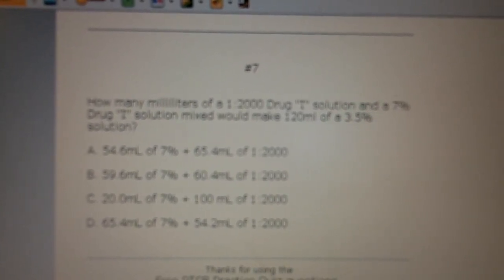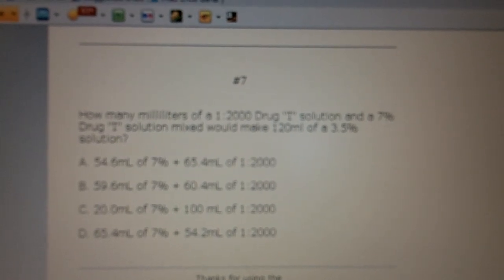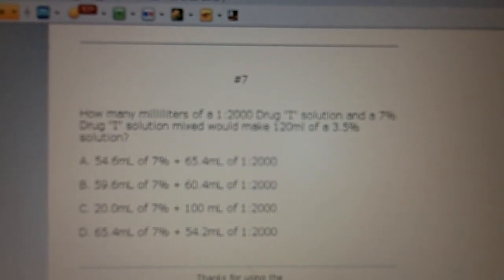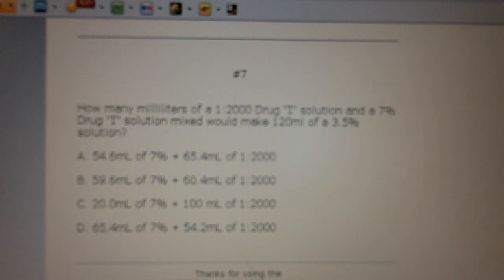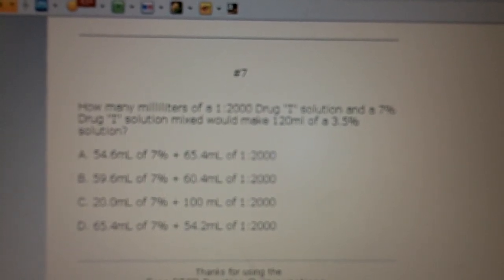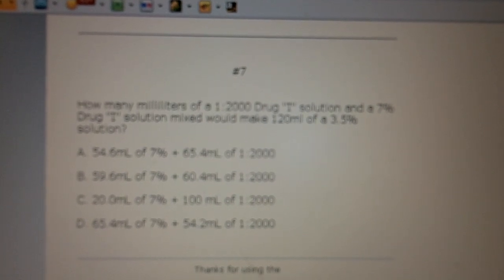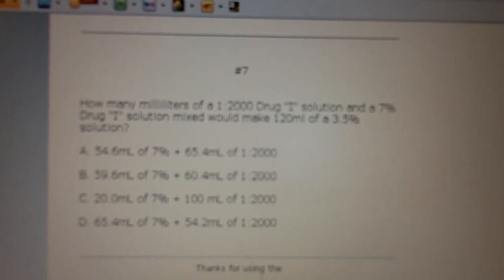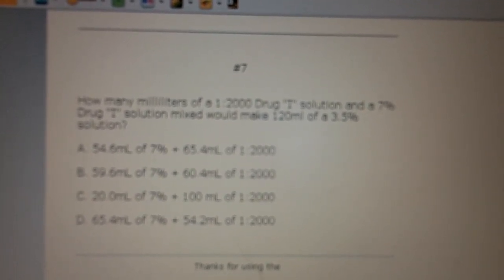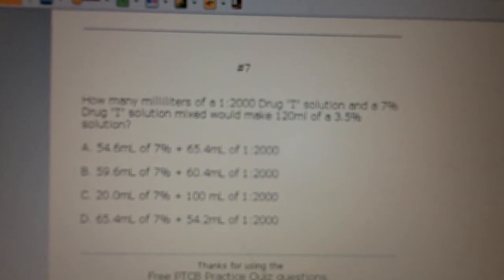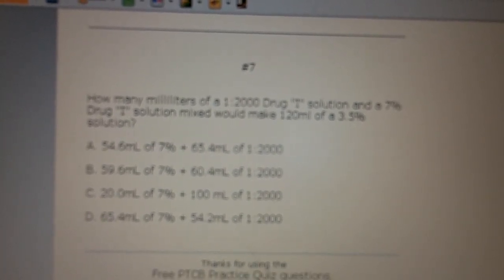It asks us how many milliliters of a 1 in 2000 drug eye solution and a 7% drug eye solution mixed would make 120 milliliters of a 3.5% solution. What I see is we have the same solution in a higher strength and a lower strength to work with, so that tells me that we can use an alligation to figure out this problem.